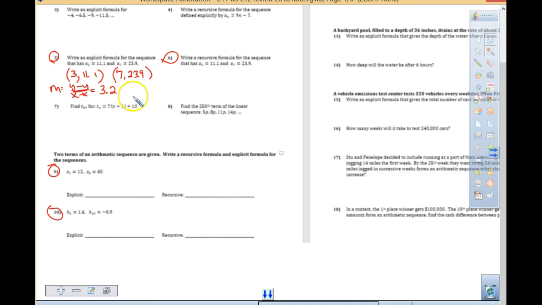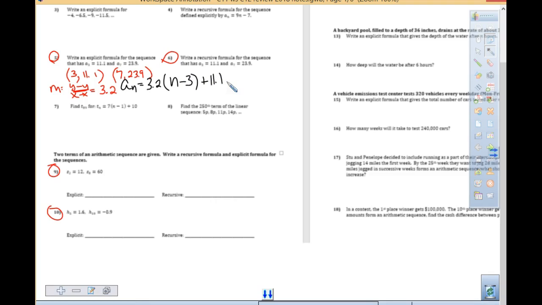My next step, if I'm writing an explicit formula: explicit simply means no recursive form. So I might decide, as I'm looking at this, that my point slope form is a sub n. Now on the test, I'm going to talk about what's on the test today. I'm going to start with that a sub n. And if I'm using point slope form, I'm going to have 3.2 times, I might have started with n minus 3, since I'm going with the first point, plus 11.1.